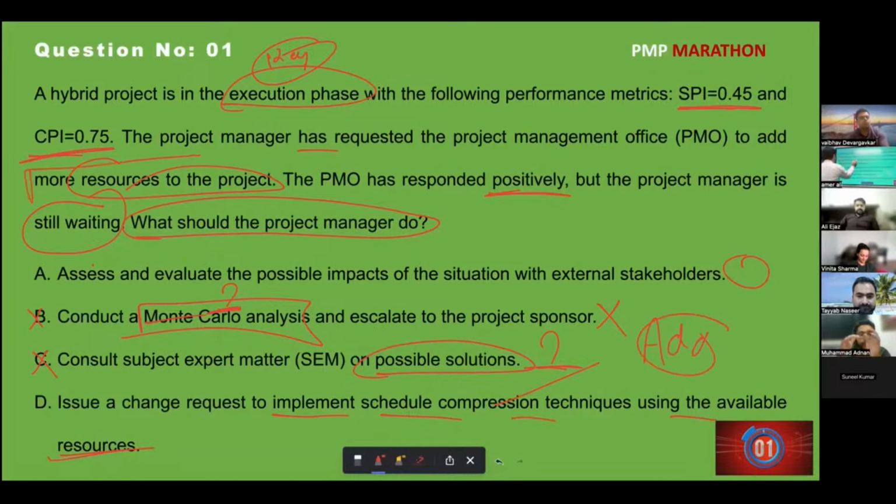Crashing will ask for more resources, but the question says using the available resources. So see the option: that will become available when the PMO provides the resources. Okay, then it's okay. I thought we cannot add external resources using crashing, because crashing will increase the cost and get more resources. I just thought maybe with the current team.